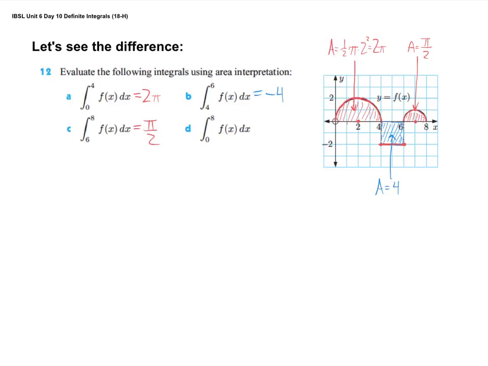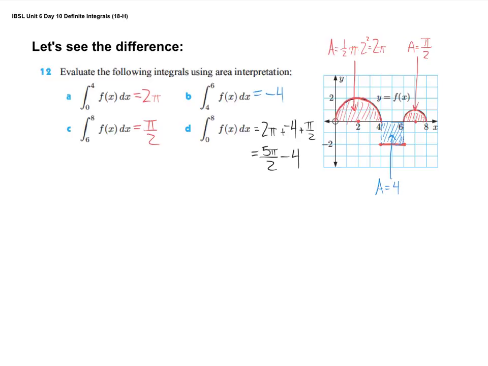So we have 2 pi plus a -4 plus pi over 2. Again, the definite integral gives us the net area, so we leave the negatives negative. Do we need the absolute value when we have -4? Not here, when we're just taking the integral from 0 to 8.